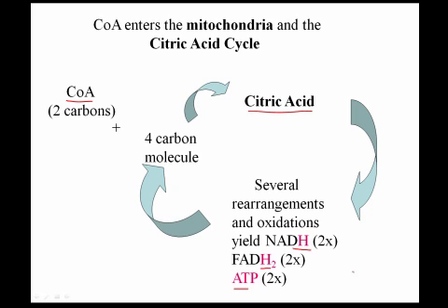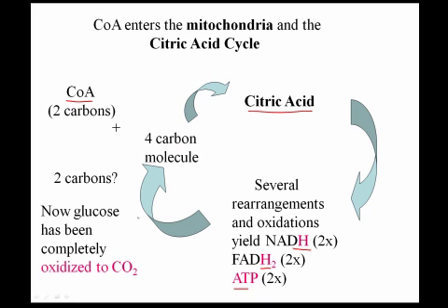Now let's count carbons again. We added 2 carbons to the citric acid cycle and then ended up with a 4-carbon molecule. And so 2 carbons are missing. And so this accounts for the additional carbon dioxide waste product that results from cellular respiration.